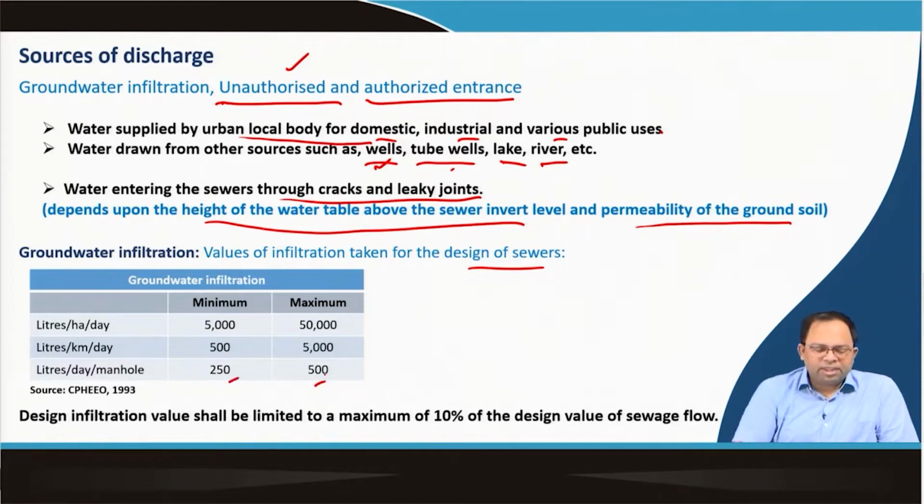So, design infiltration values shall be limited to a maximum of 10% of the design value of sewage flow. So, infiltration should be limited to around 10% of the total sewage flow, but we can always also check using these values how much water it is actually leading to.